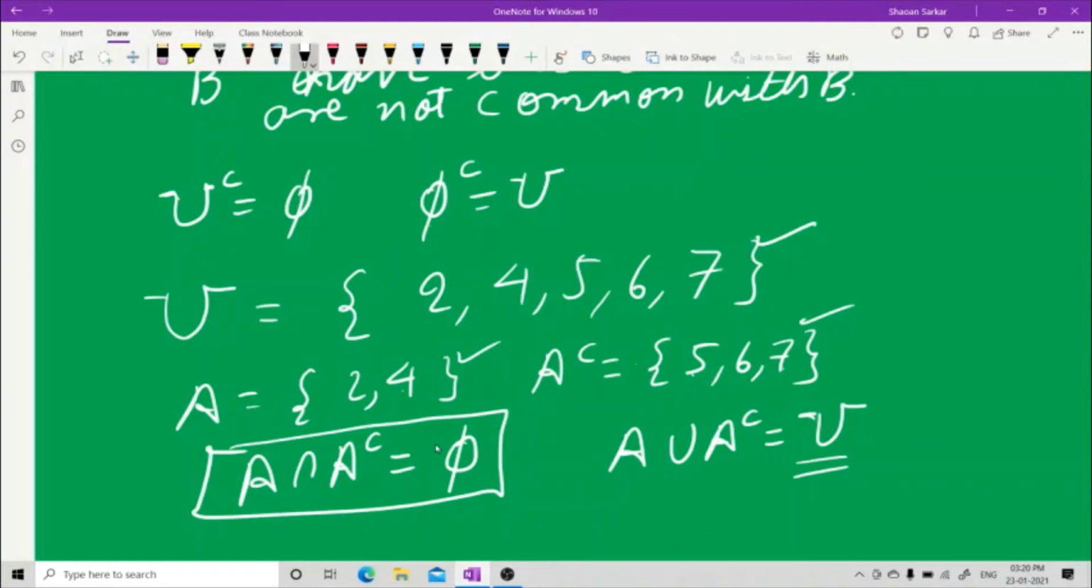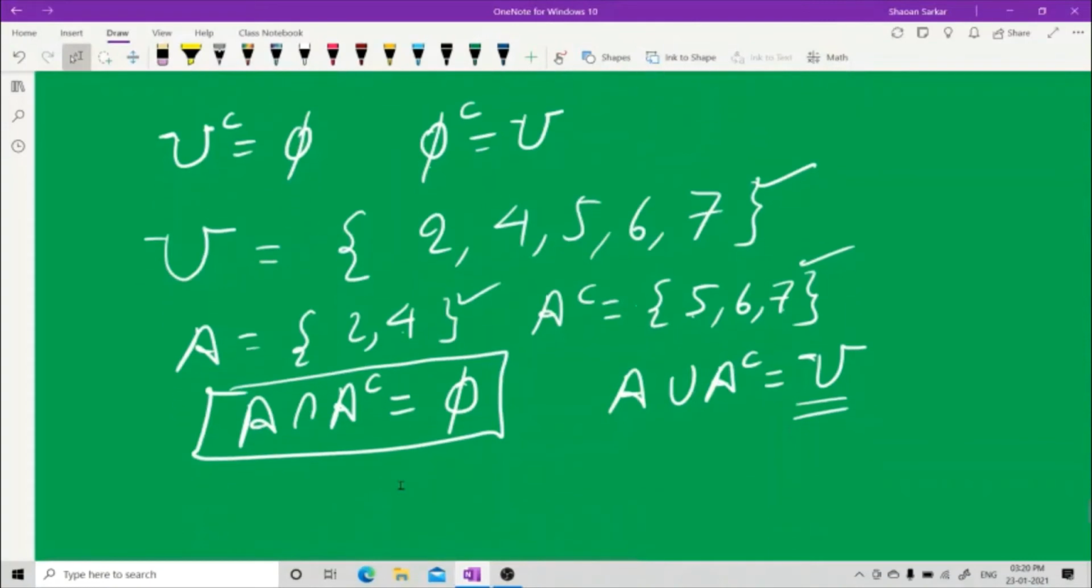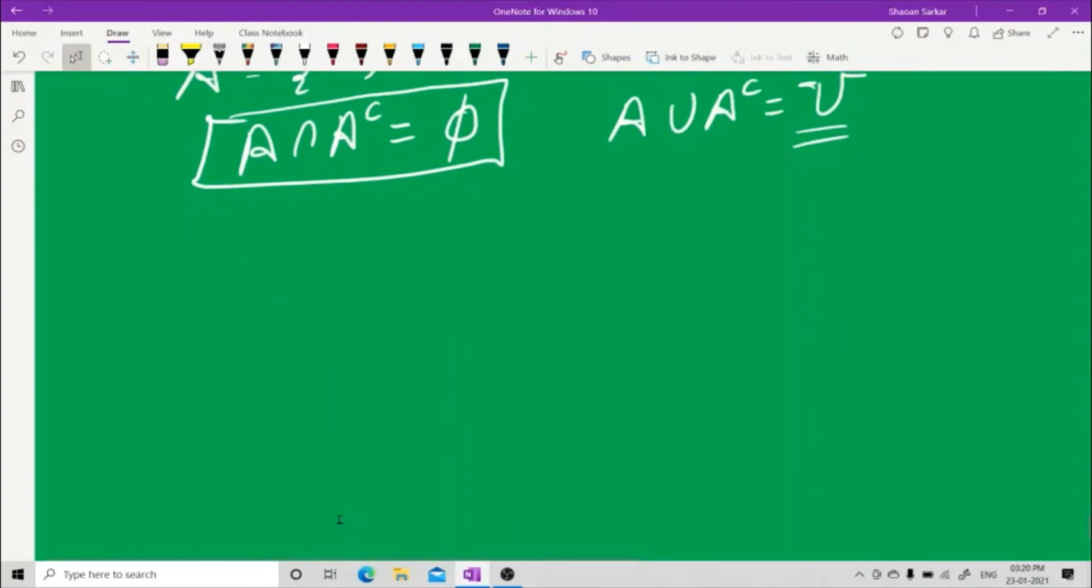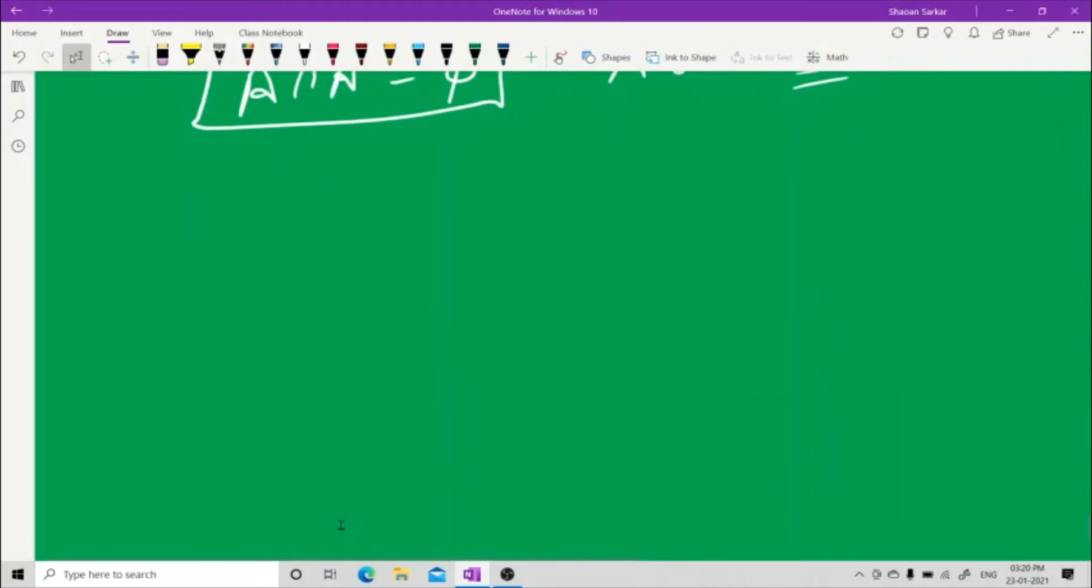समझ में आया? अब next is, after complements and this, we will see power set. We have seen the cardinality of sets. Now we will see power set.